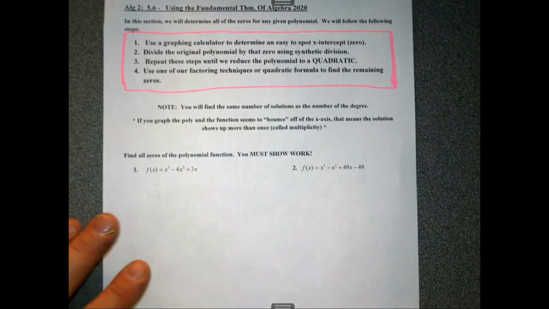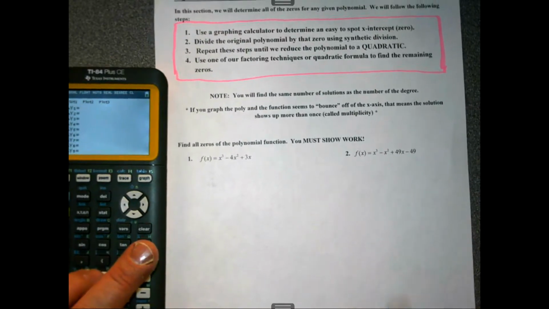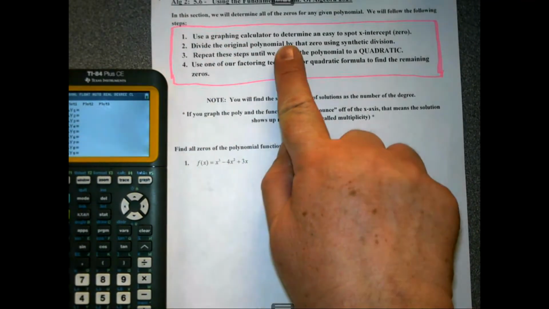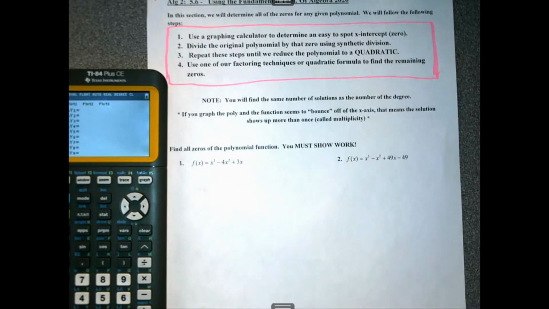All right, number one. Using a graphing calculator, I'm just reading this process. Determine an easy spot for an x-intercept, or what we call a zero. Hopefully we can get a whole number, right?